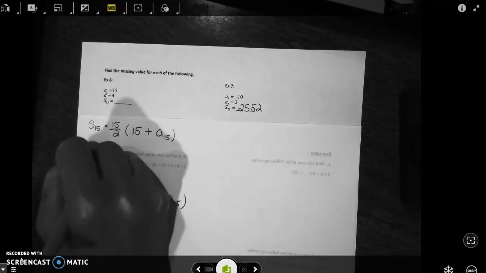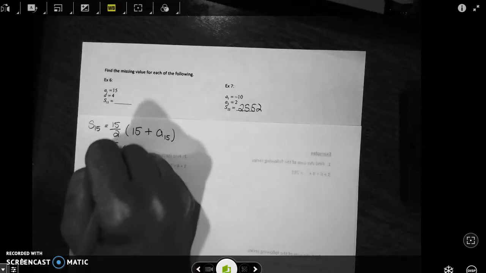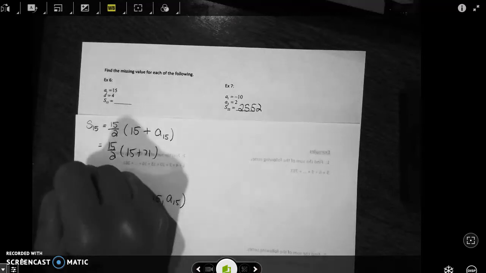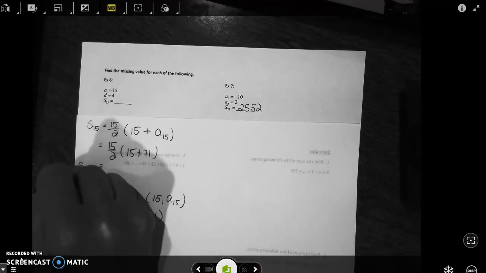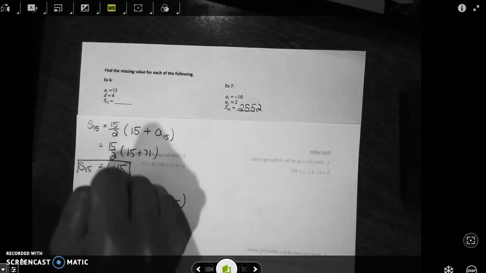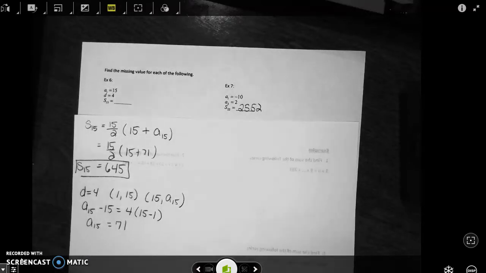I can now go back and plug that into my sum formula, and I find the sum of the first 15 terms of this sequence is 645. So that's the answer to number 6.